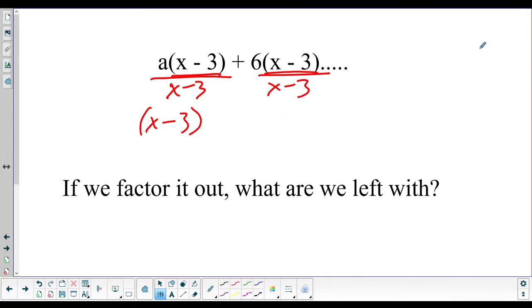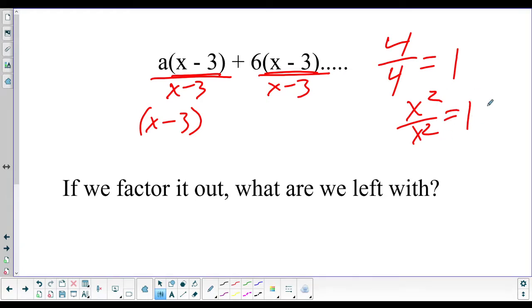Okay, so let's take an aside and ask ourselves some questions. What's 4 divided by 4? Mr. Barton, that's so easy. It's 1. Duh. Okay. What about x squared divided by x squared? The x's cancel. Okay, but what's it equal? 1. All right, good job. So anything divided by itself cancels and is equal to 1.